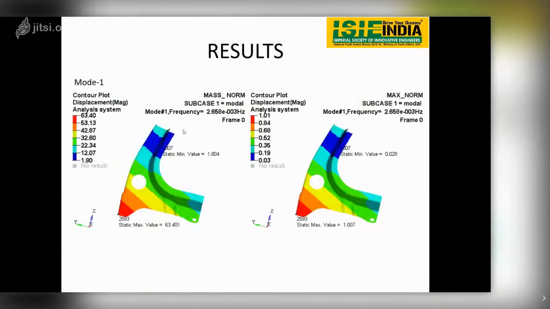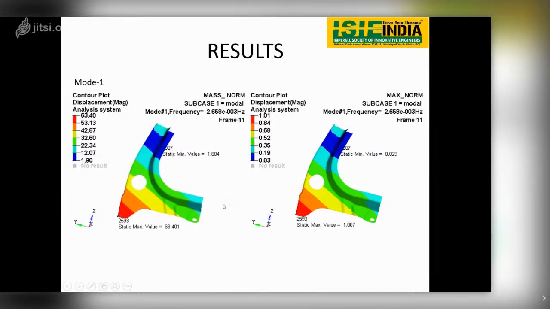And if you see now, I have plotted the mode 1. For mode 1, if we see both methods, mass normalization as well as max normalization, we can see that in the max normalization, the displacement at the bottom at node 1 is almost equal to 1.007, or the maximum displacement is 1.01 in nature. And the contour plot in the first image is the same as the second image, but here we are getting a displacement equal to 63.401.